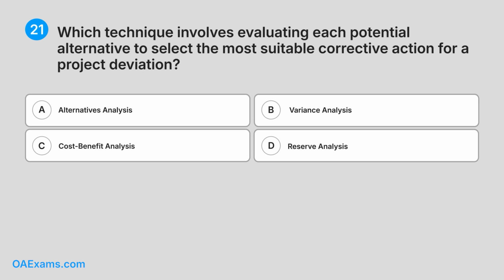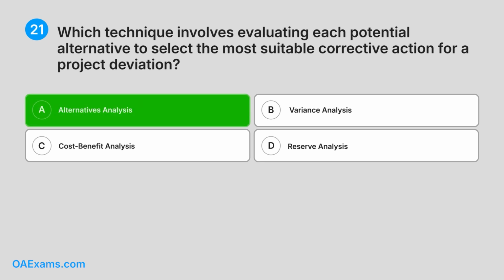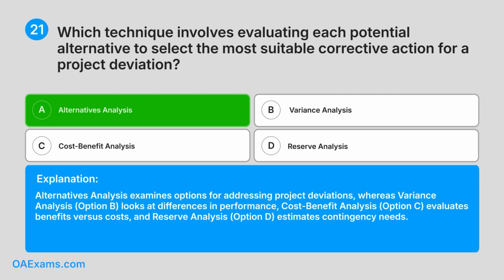Correct answer: A. Alternatives analysis. Explanation: alternatives analysis examines options for addressing project deviations, whereas variance analysis, option B, looks at differences in performance. Cost-benefit analysis, option C, evaluates benefits versus costs, and reserve analysis, option D, estimates contingency needs.